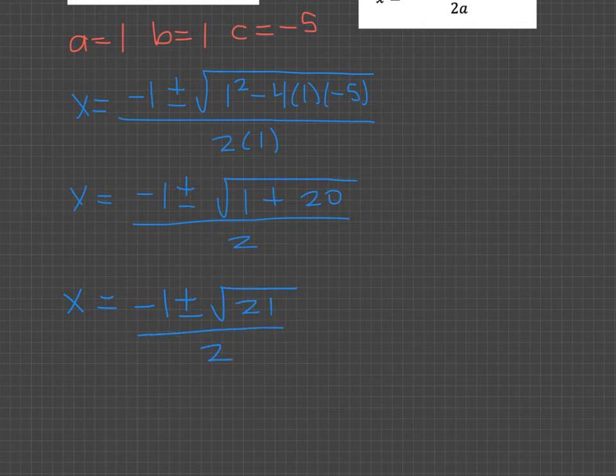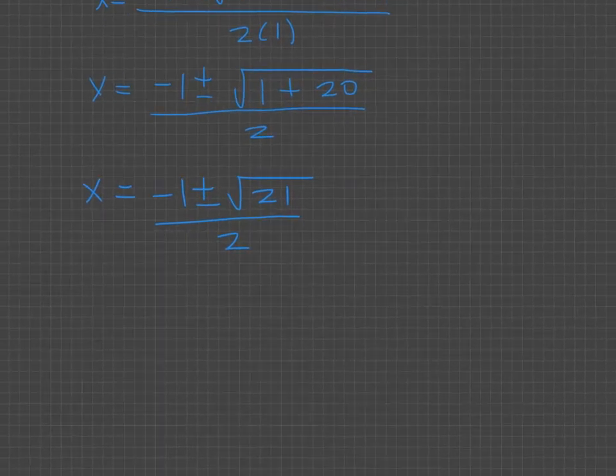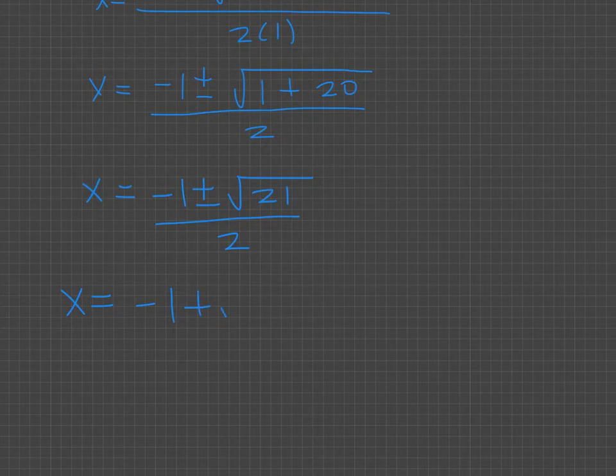If that number under the square root has a factor that's a perfect square, we would want to simplify that. We would want to write it in its lowest terms. But 21 does not have any factors that are perfect squares. So this is our solution, or these are two solutions. We've got the positive case, x equals -1 plus square root 21 over 2, and another solution, x equals -1 minus square root 21 over 2.